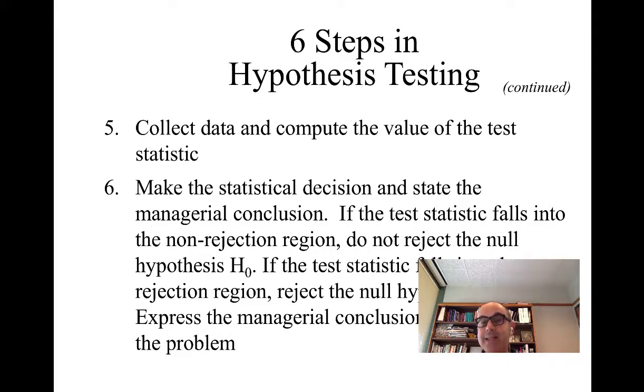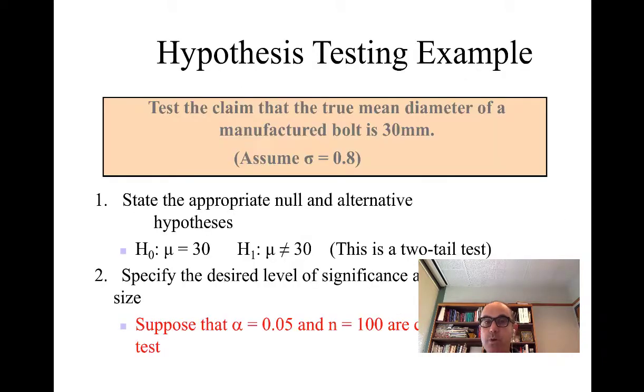If the test statistic falls into the non-rejection region, do not reject the null hypothesis. If the test statistic falls within the rejection region, reject the null hypothesis. And again, make sure that you are transparent with your procedure.